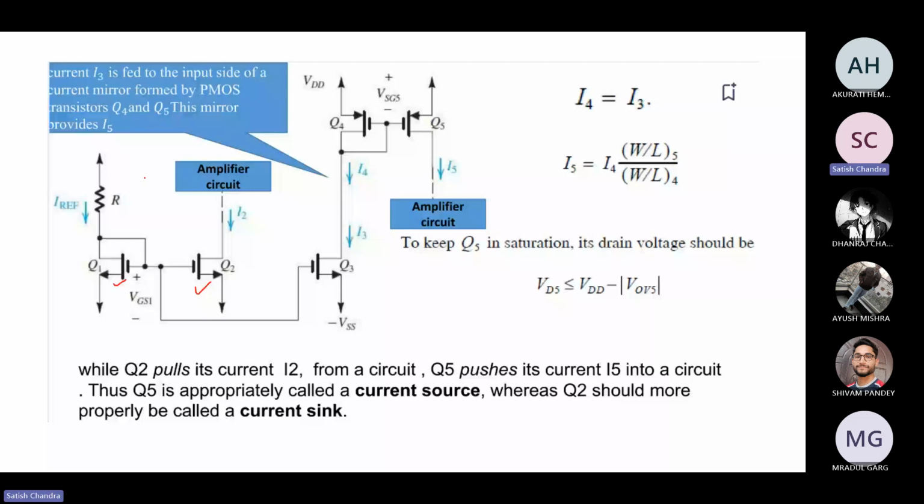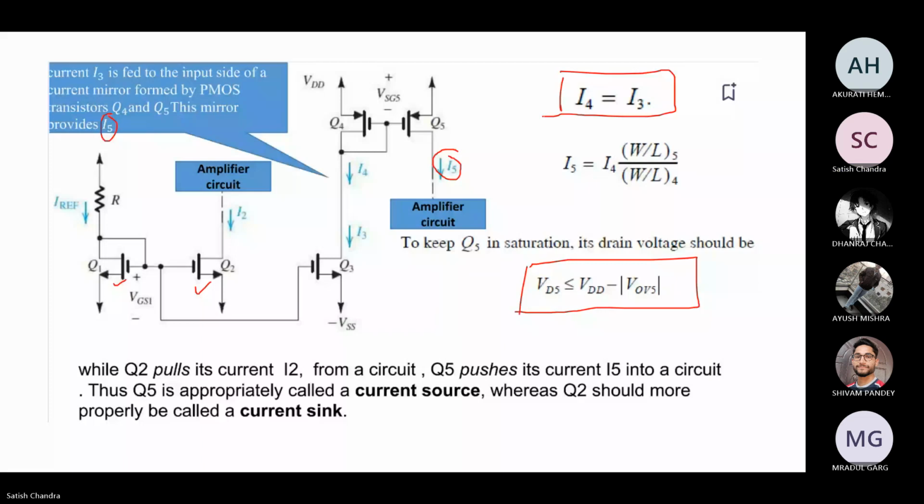Transistors Q4 and Q5 are nothing but a mirror provided by I5. To keep Q5 in saturation, the drain voltage should be this, as we already know from the conditions. Since I4 and I3 are in the same branch, they must be the same. If it is the same, it means it is going to govern the current I5.